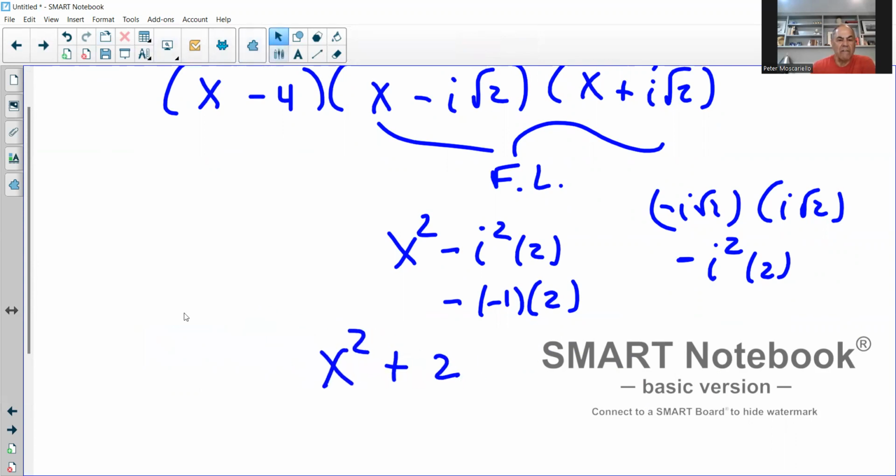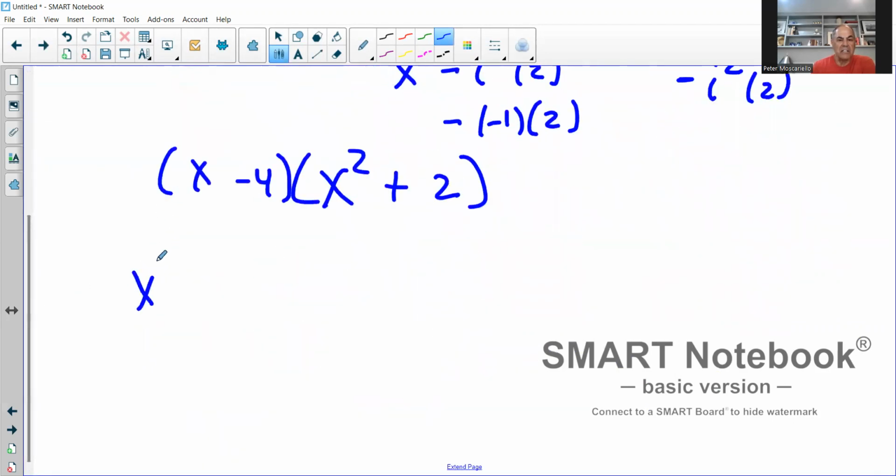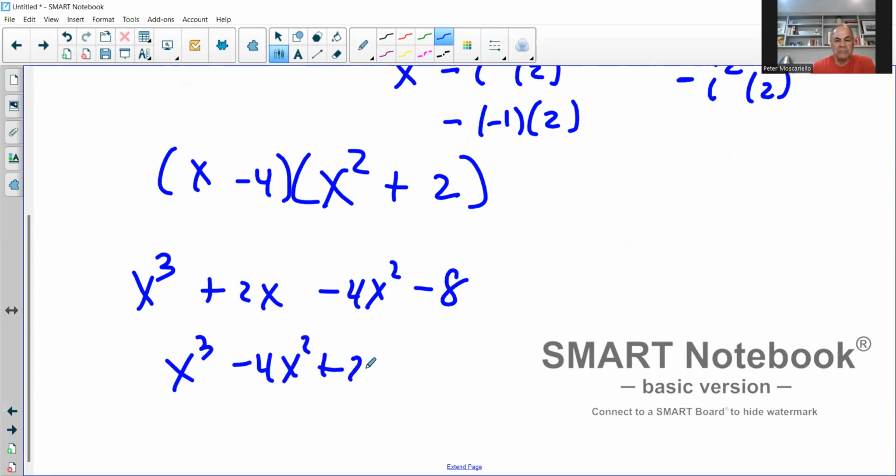times x minus 4. And you just FOIL that out. So I'll get x cubed plus 2x minus 4x squared minus 8. I'll rearrange it in decreasing order of exponents and put a y equals. Oh, no, that is, but that's the answer.